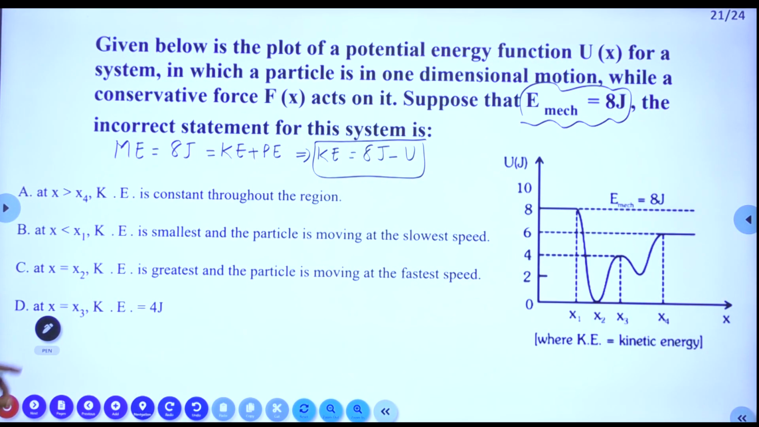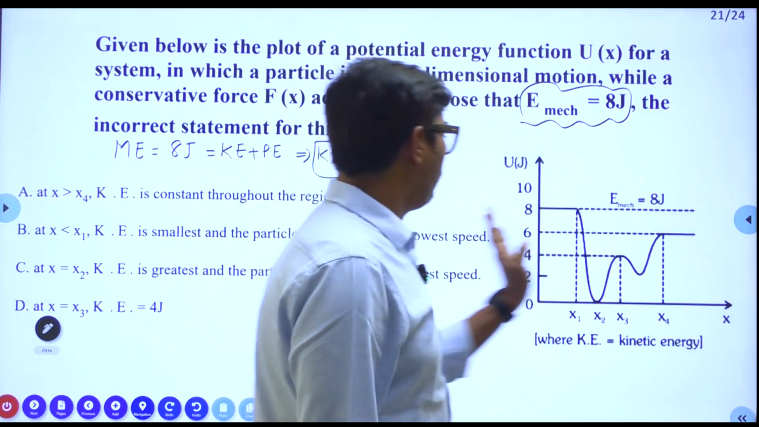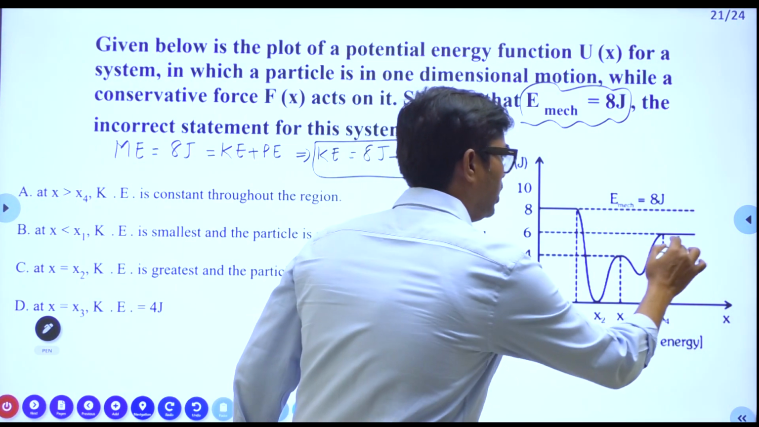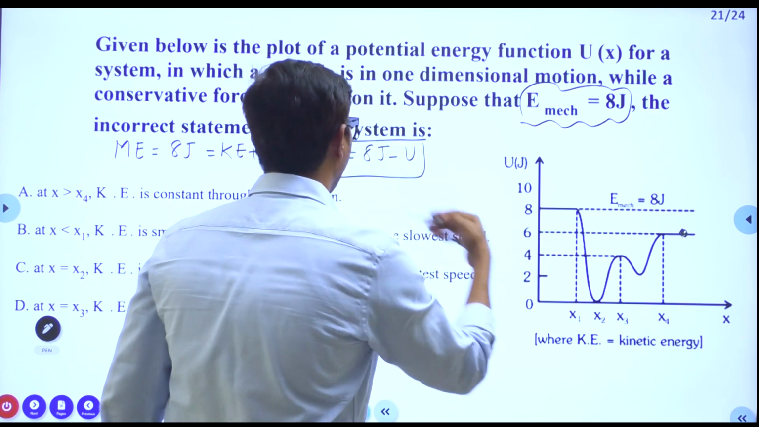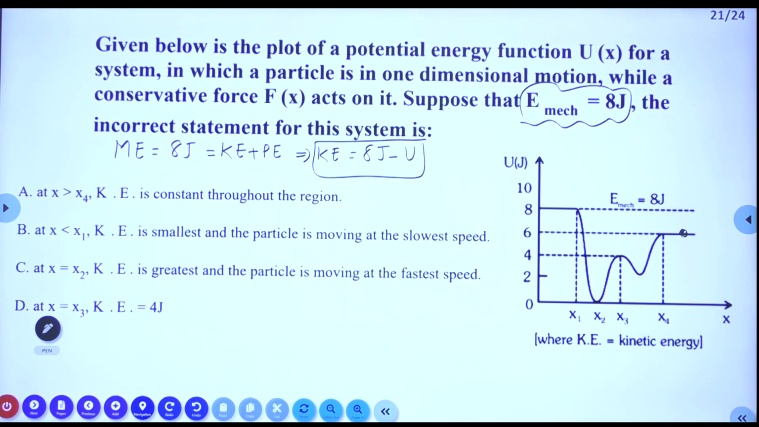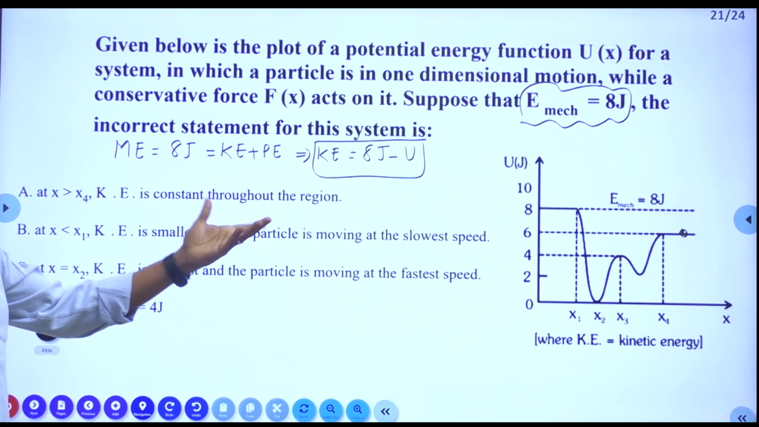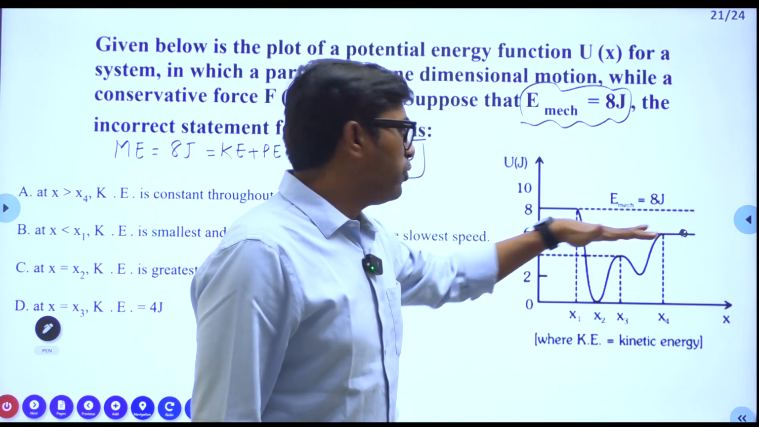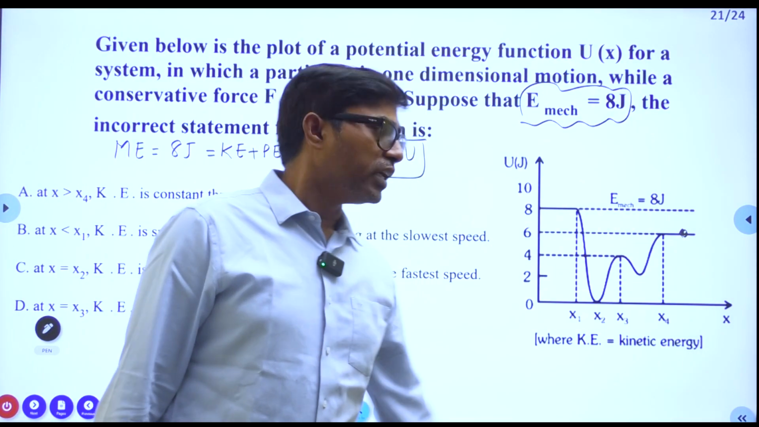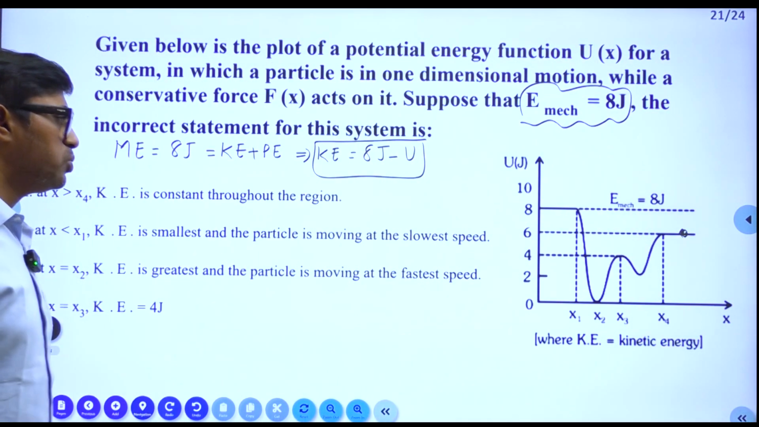Now what are the options? You check it. At x greater than x4, if I take over here, what is the potential energy there? 6, no? If the potential energy is 6, then the kinetic energy will be 2 joule. At x greater than x4, KE is constant throughout the region, correct? And the value is 2. You see the slope is 0 there. Slope of the U versus x graph being 0 means force is 0 there. Force 0 means acceleration is not there, speed constant.